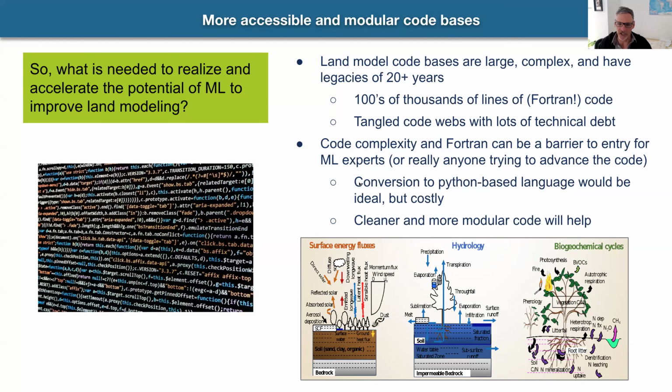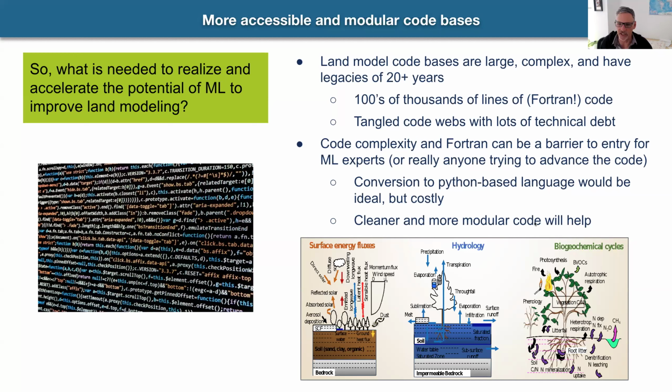So how do we address this? One way would be to try to convert the code into a Python-based language. It does look like that is possible, that there are ways with Python backends to make the code fast enough, but it would be really costly. We've done some cost estimates of what it would take to convert all of CESM, a bigger activity, to Python or a Python-based language, and our optimistic estimate was about 100 person-years of time to convert the 2.5 million to 3 million lines of code in CESM. So it's a little bit impractical to think about doing that, at least in the near term. But cleaner, more modular code, I think, will help and maybe get around some of these issues.